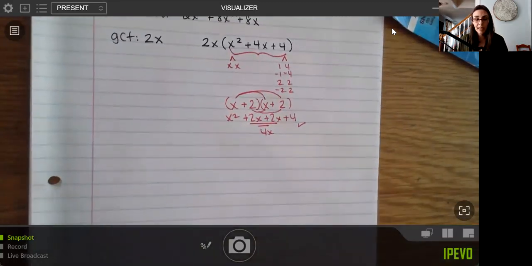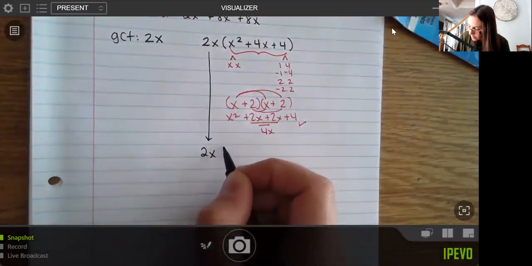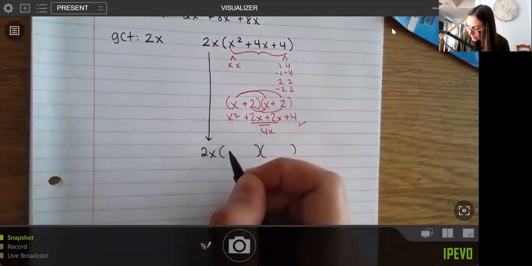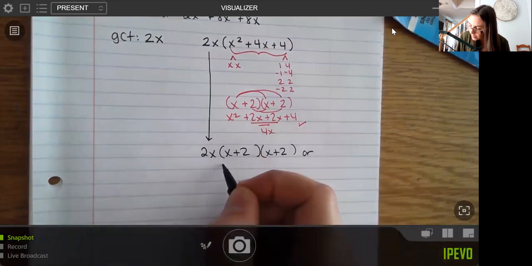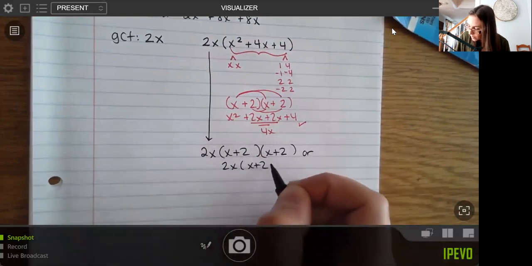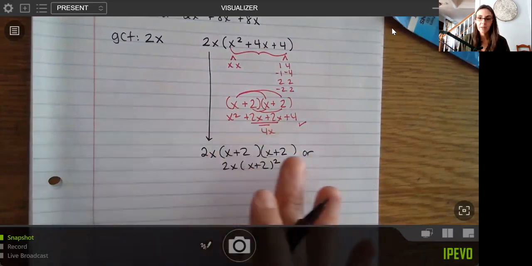Now, make sure you put it all together. So our final result, you have the 2x here, that is still part of your answer. And then you also have your x plus 2, x plus 2. You could also write it with x plus 2 as a square factor instead. They're both correct. So just make sure you read the question carefully to see if they prefer one form or the other. But that would be your final factorization.